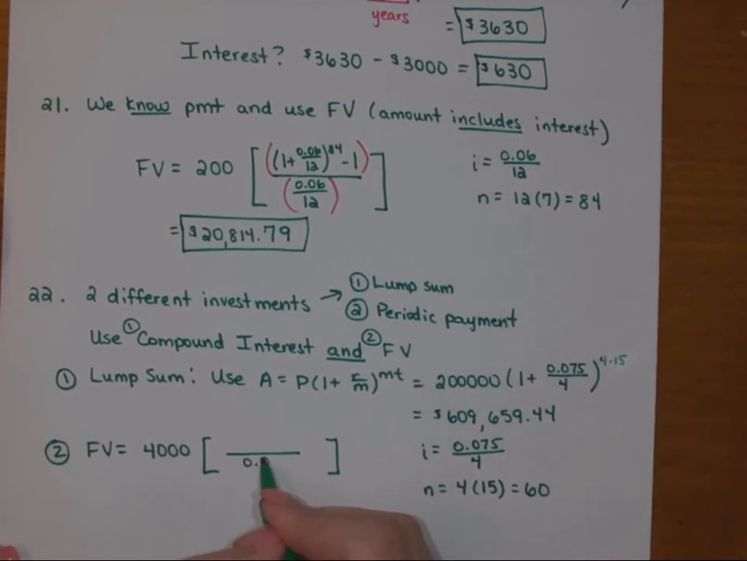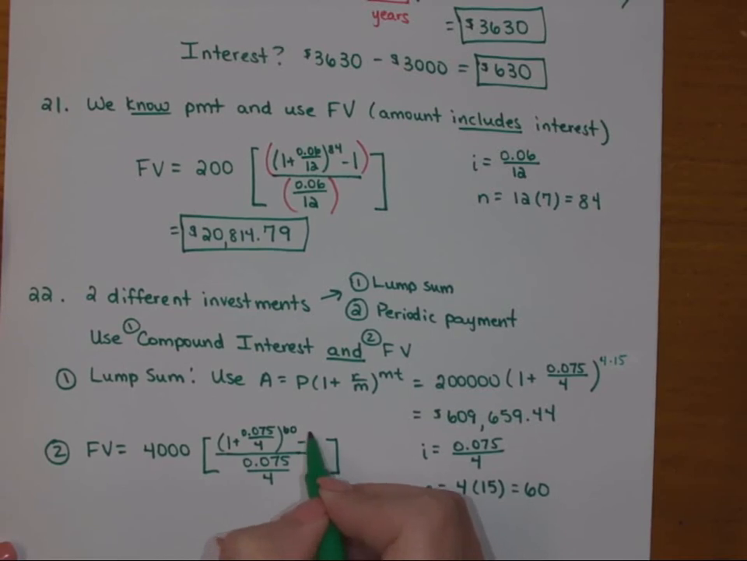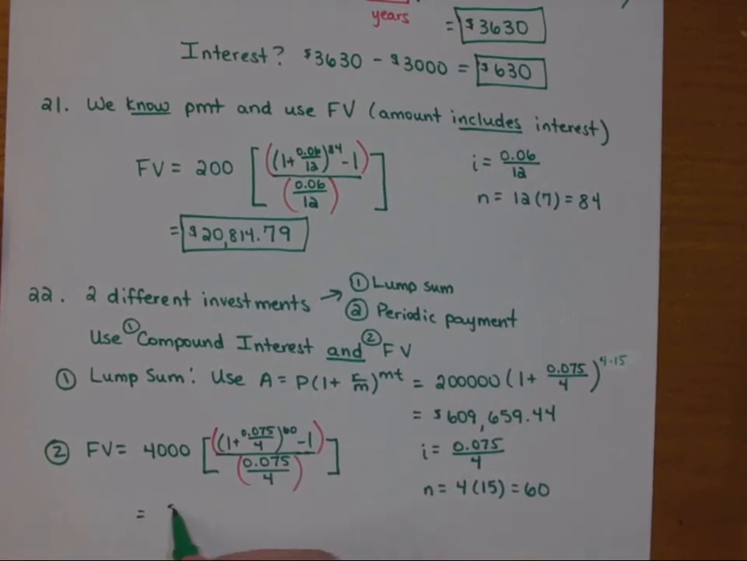So we're going to have 0.075 over 4. And then on the top, we will have 1 plus that same fraction raised to the 60th power, and then minus 1. I'm going to insert these parentheses. And if you punch this in your calculator, you are going to get another $436,970.07. Okay, so I'm just going to circle these.